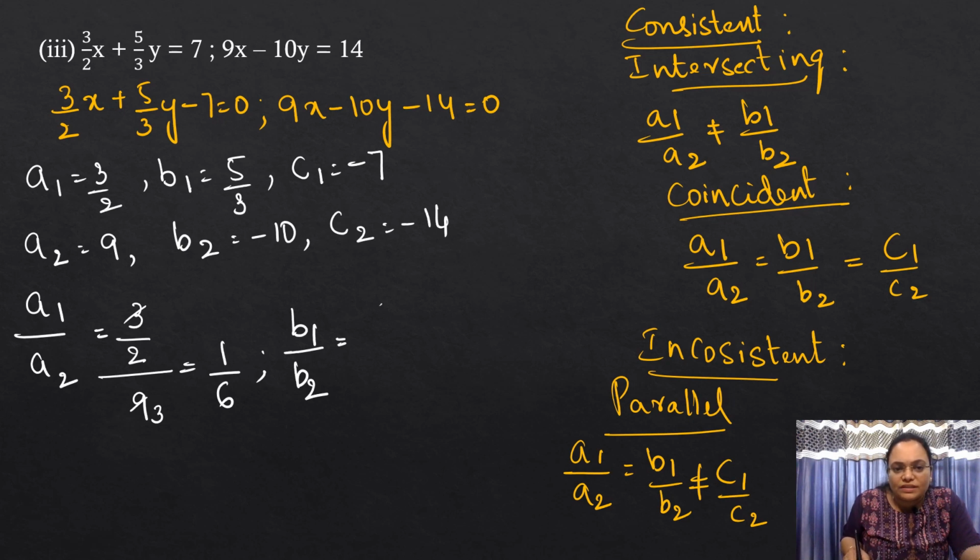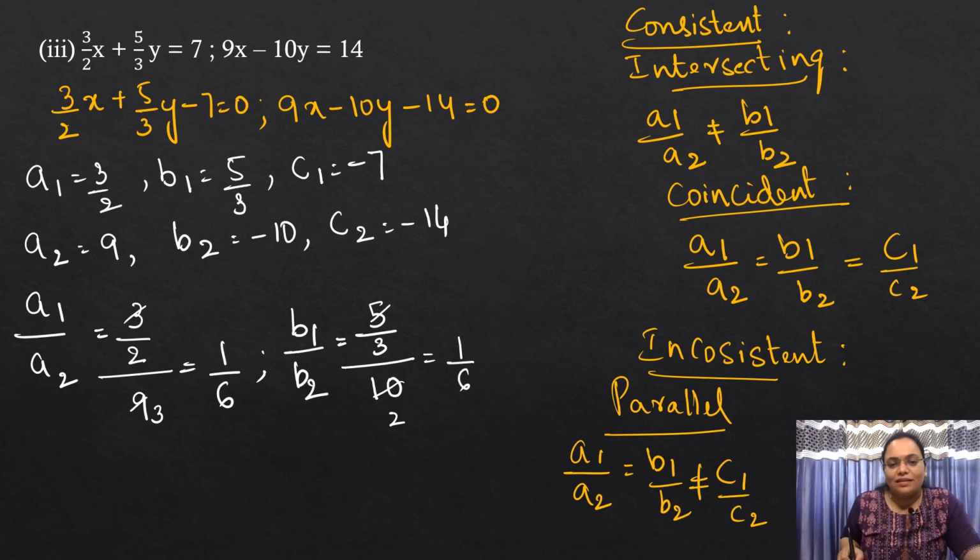B1 by B2 is 5 by 3 divided by 10. So here 5 ones and 5 twos, which is 1 by 6. The next one is C1 by C2, which is minus 7 by minus 14. 7 ones and 7 twos are.